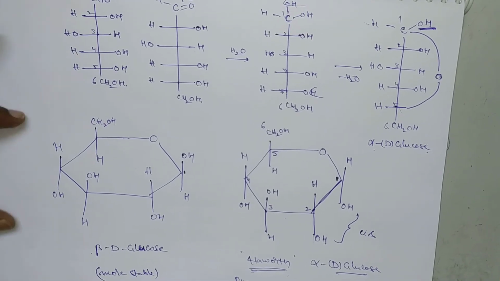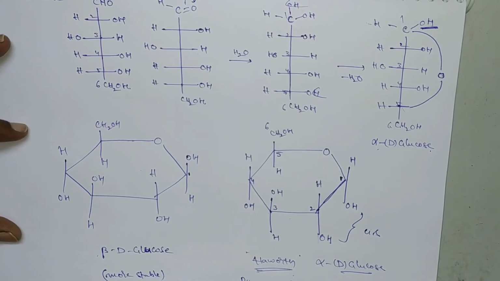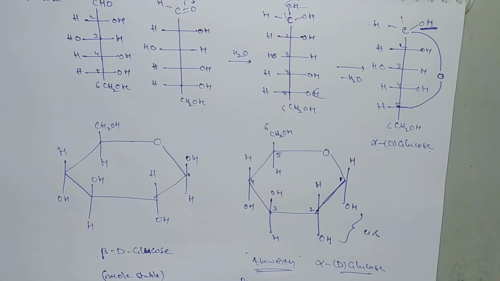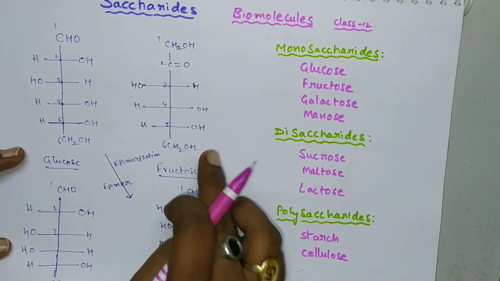Okay, so this is about the structure of glucose. So this is a monosaccharide. From this structure you can write any structure. Okay, so here it is fructose.